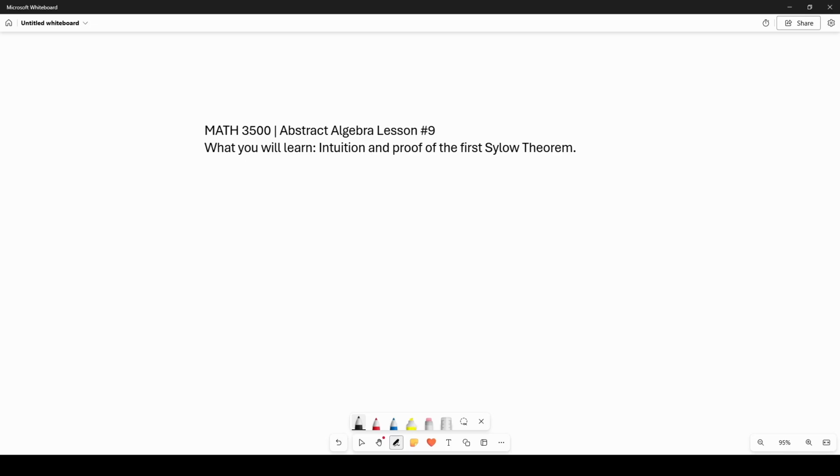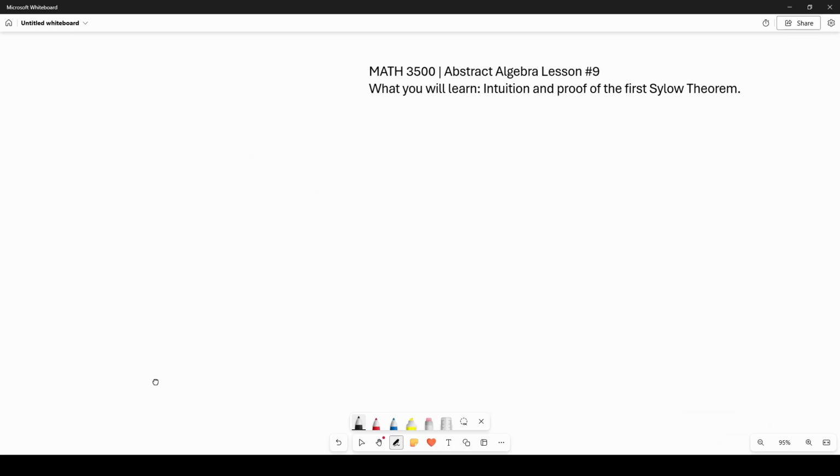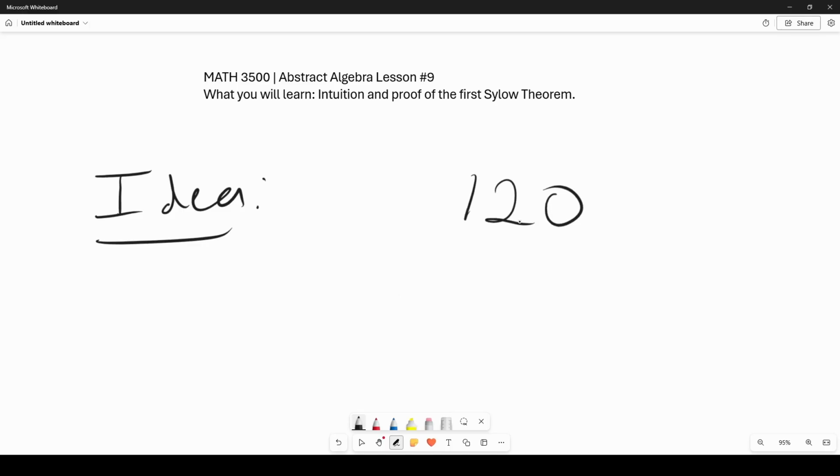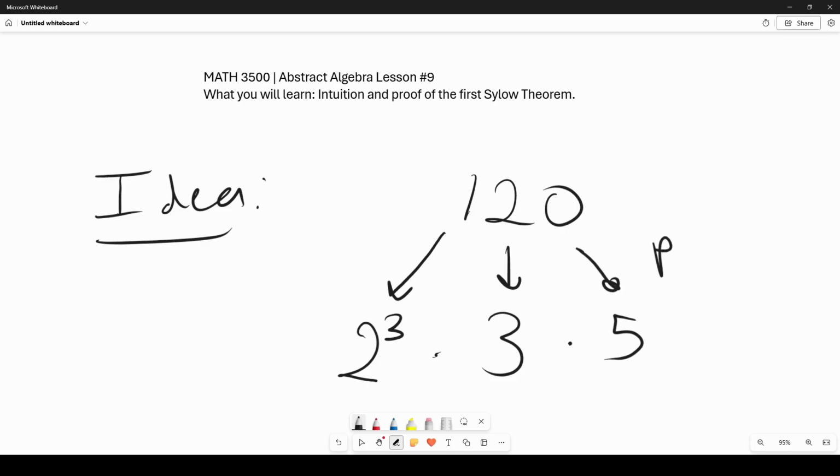So the main idea actually comes from, at least to build some intuition, factoring numbers. Let's say we take a positive integer, let's try 120. We do something called the prime factorization of 120, and that tells us some more interesting facts about the number, and we can use number theory to prove interesting things. So 120 can be factored as 2 cubed times 3 times 5. And this is the prime factorization.